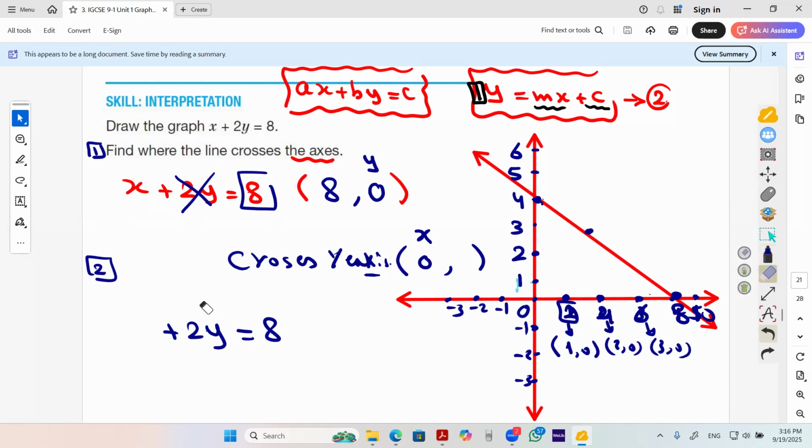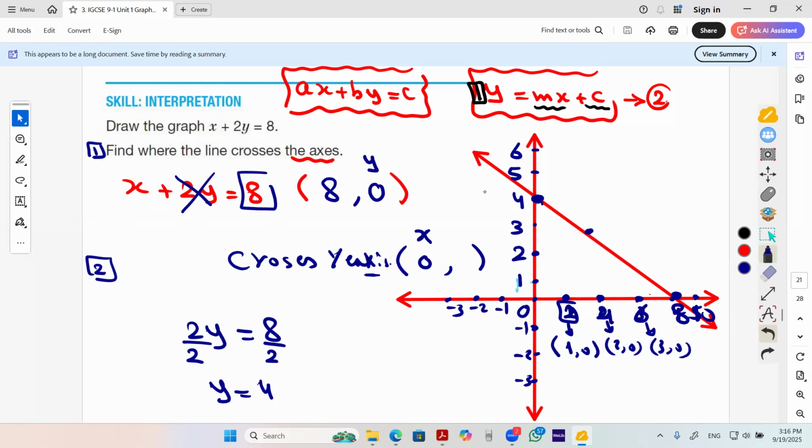So we have to put 0 instead of x. 0 plus 2y is 2y. So 2y is equal to 8. How can we get y only? We have to divide this by 2. So y equals 4, like what we put here in the graph.